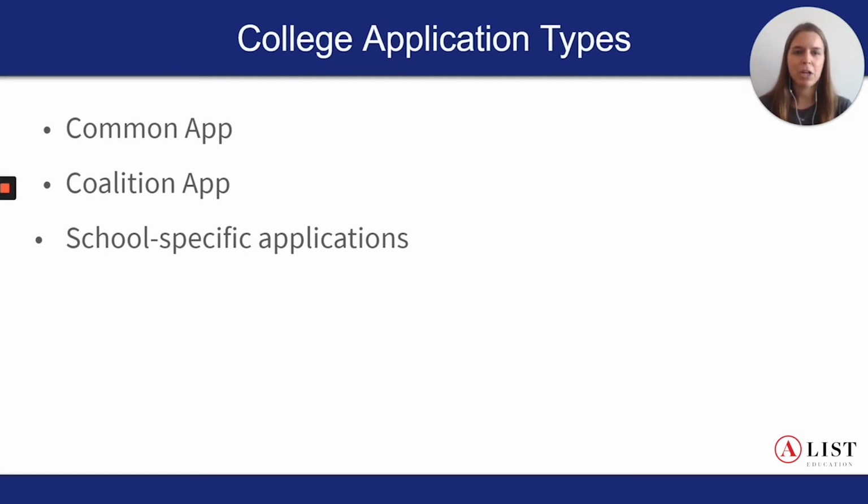There are 3 different types of college applications. First, you have the Common App, which is the most common. Most colleges are on the Common App. Then you have the Coalition App. And then some schools will have their own application that students can access directly from the school's website.